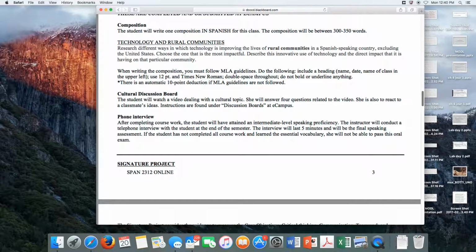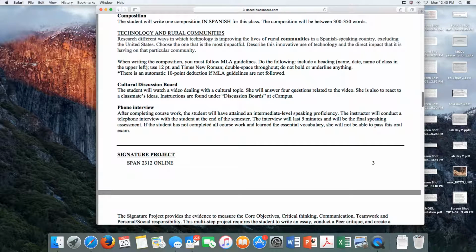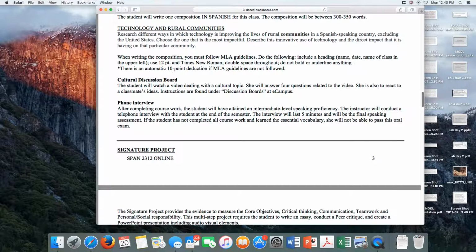You will create one composition, and the topic is technology and rural communities. You will need to follow MLA guidelines for this, and I will make sure to keep you abreast of when the due date is for this. So we'll be discussing the composition later on.